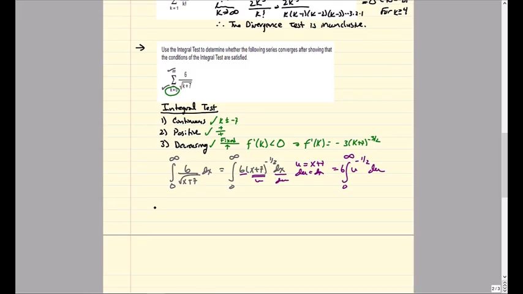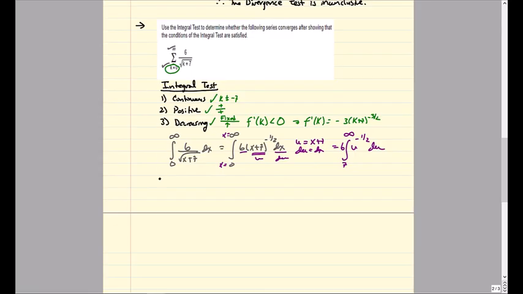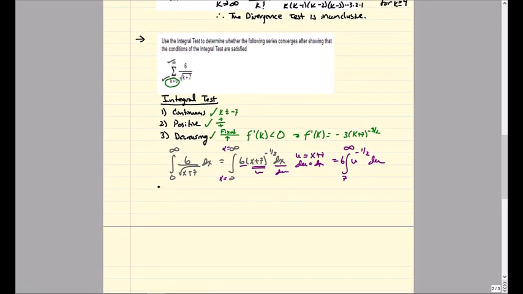Now, I guess technically I should change my limits of integration. So these are in terms of x, and everything else is in terms of u now. So if x is 0, 0 plus 7 would be my new u, so that would be 7. And then infinity plus 7 is still infinity, so I'm good to go there. So let's go ahead and integrate that. I drag the 6 along, and I add 1 and divide by the sum.